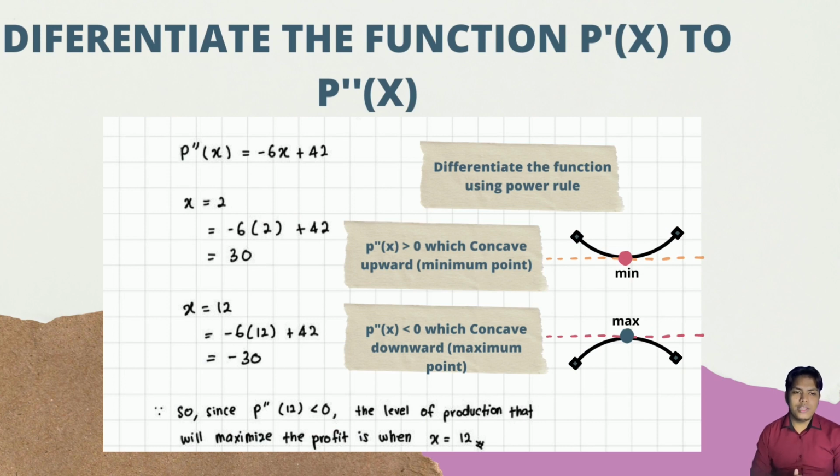Using the values that we got from the first derivative, x equal to 2 and x equal to 12, we substitute them into the second derivative of the profit function. For x equal to 2, we will get 30, which means the second derivative is more than 0, which is concave upward. For x equal to 12, we substitute into the second derivative function and we will get negative 30, which is concave downward, a maximum point. So what I can conclude here is that since the second derivative of profit is less than 0, the level of production that will maximize the profit is when x equals 12.